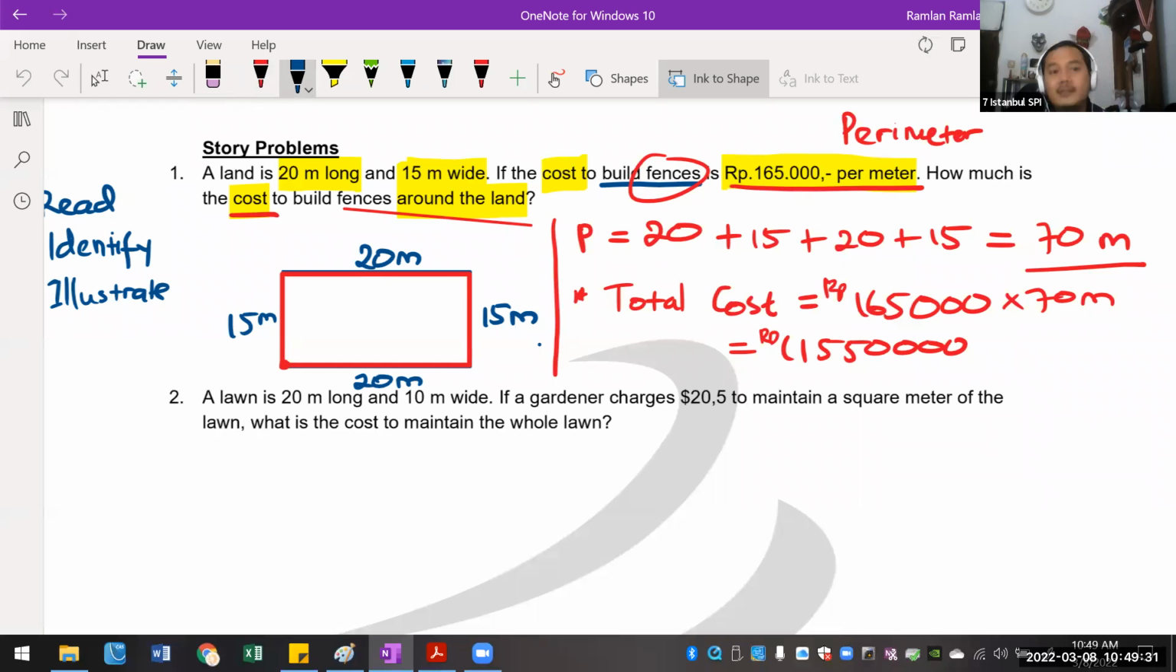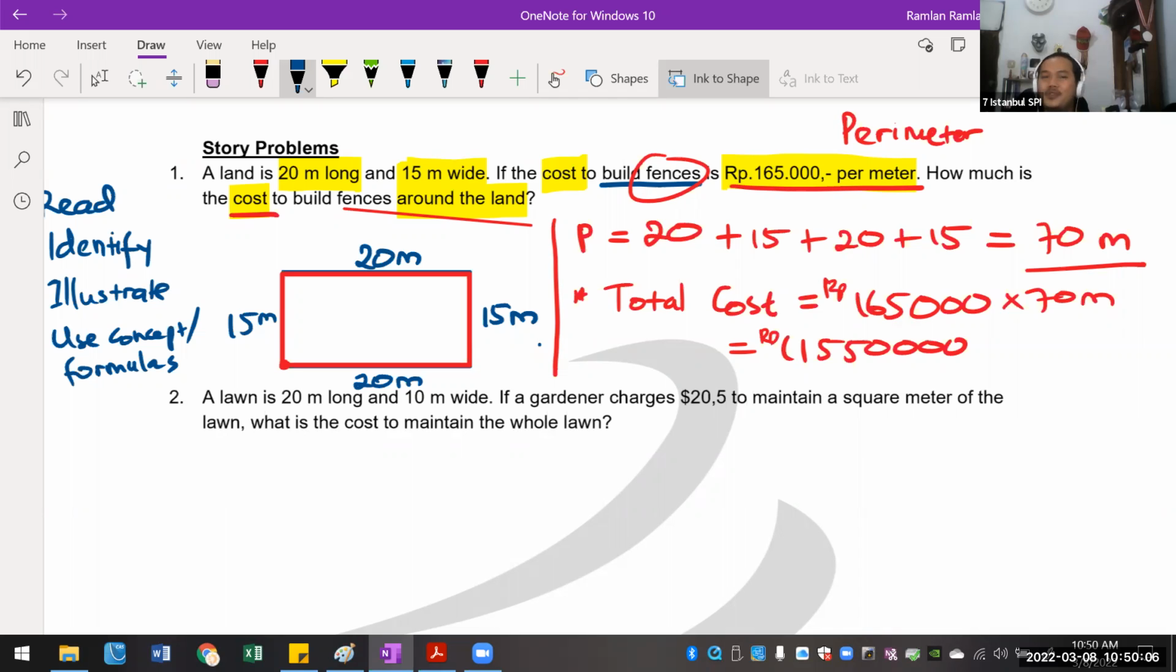Again guys, we have the last step. First is read, identify, illustrate, and then use any concept, a concept or formulas, to answer the question. So you should also know what is being asked, and then connect the dots. When it says how much is the cost to build fences around the land, we can use the concept of perimeter to find the length of the fences first. And then we just multiply that with 165,000 because that is the price per meter.